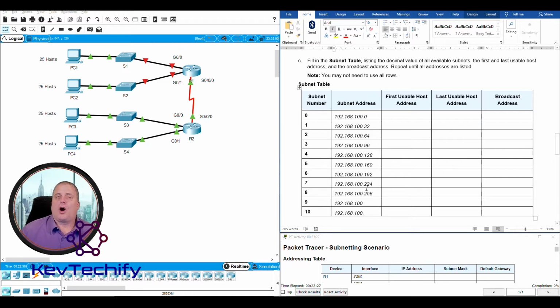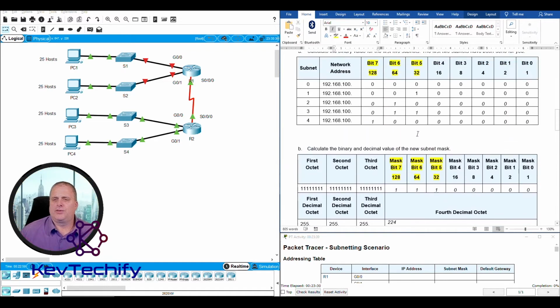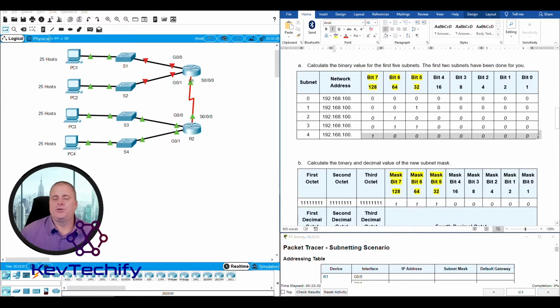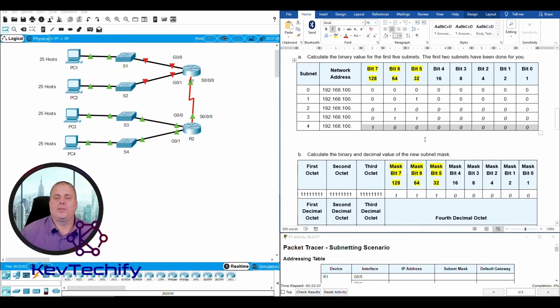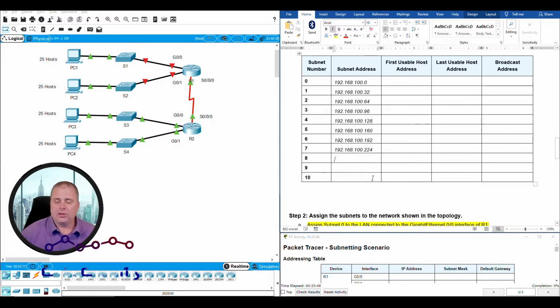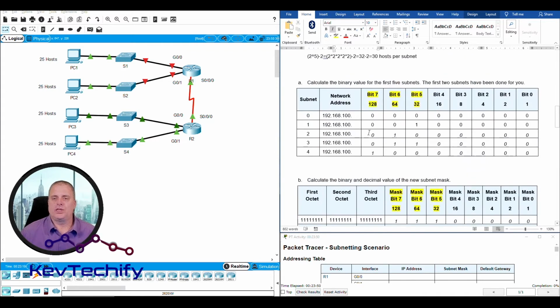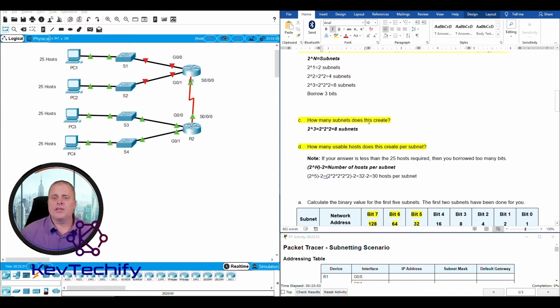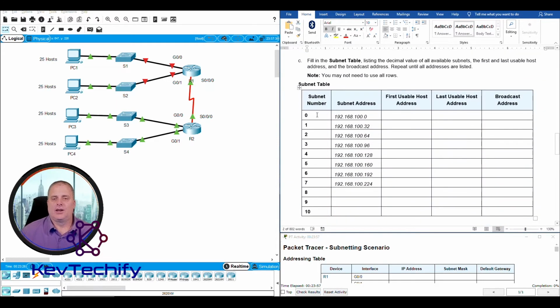Now remember, if we were to fill in all ones here, that is 255. 256 means you are over and beyond that. And so this is not part of our network. This subnet 8, the 9th subnet, is not part of our network. And so we only have 8 possible networks, which if we scroll up here, how many subnets does that create? That creates 8 subnets. That's what we're getting here, 0 through 7, or 8 subnets.